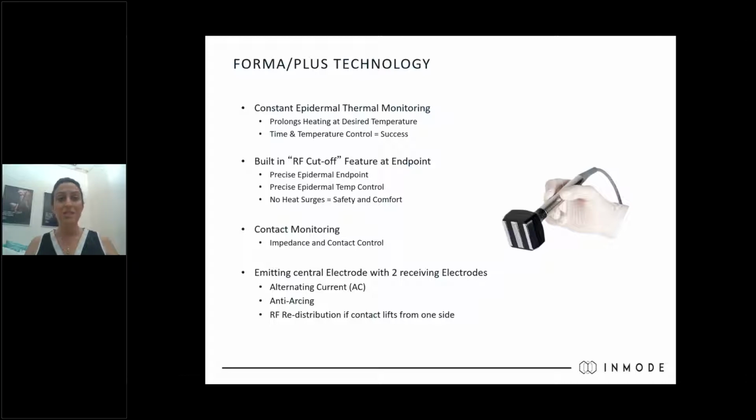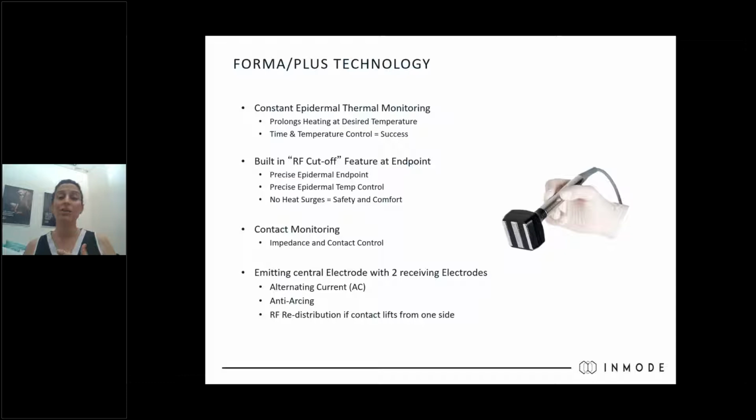So constant epidermal temperature monitoring is something that is very, very unique to InMode, because we do it very efficiently and very accurately. This is very important in order to prevent skin damage, epidermal damage, and burning while working at the highest possible temperature.